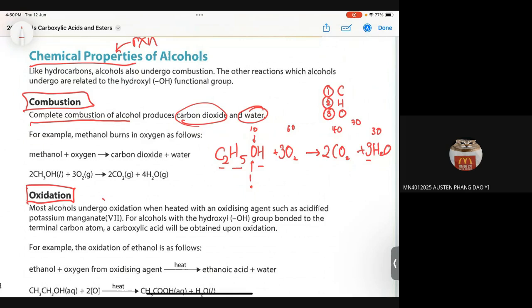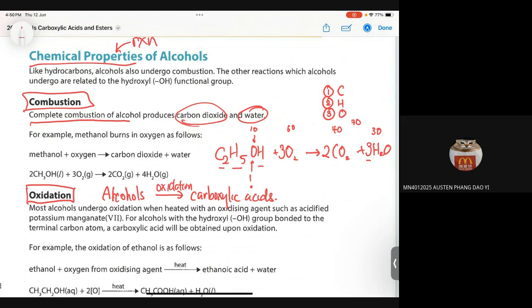Next reaction that alcohols undergo, not just combustion, they undergo oxidation. Alcohols will actually undergo oxidation to form carboxylic acid. So you can see here, I know alkenes can become alcohols by hydration. Now I know I can get my alcohols to become carboxylic acid using oxidation.